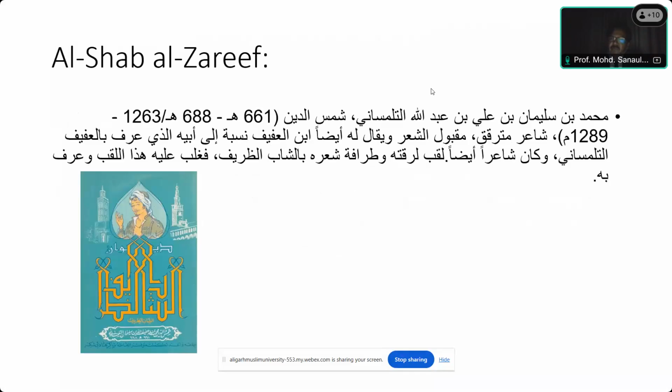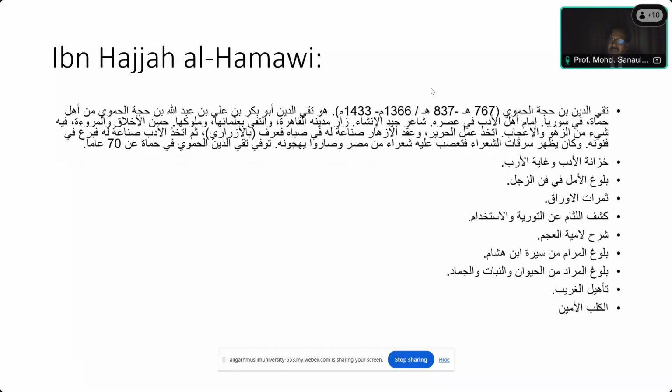Another figure we'll be having is Muhammad Imad ibn Ali ibn Abdullah al-Tilmisani. He was a noted poet. Taqiyuddin ibn Hajjah al-Hamawi is known for a large number of books like خزانة الأدب وغاية الأرب بلوغ الأمل في فن الزجل ثمرات الأوراق كشف اللثام عن التورية والاستخدام شرح لامية العجم بلوغ المرام من سيرة ابن هشام بلوغ المراد من الحيوان والنبات تأهيل الغريب and الكلب الأمين.